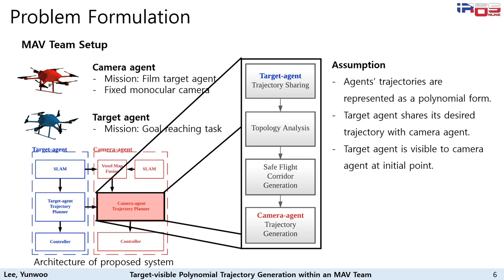In this section, we explain our problem formulation. First of all, our MAV team consists of two drone agents. In camera agents, the trajectory planner makes the trajectory which is free from target occlusion by obstacles. We assume the following. First, due to differential flatness of the multi-rotor dynamics, both agents use polynomials to represent their trajectories. Second, the target agent shares its trajectory with the camera agent, and the camera agents see the target agent as a starting point.